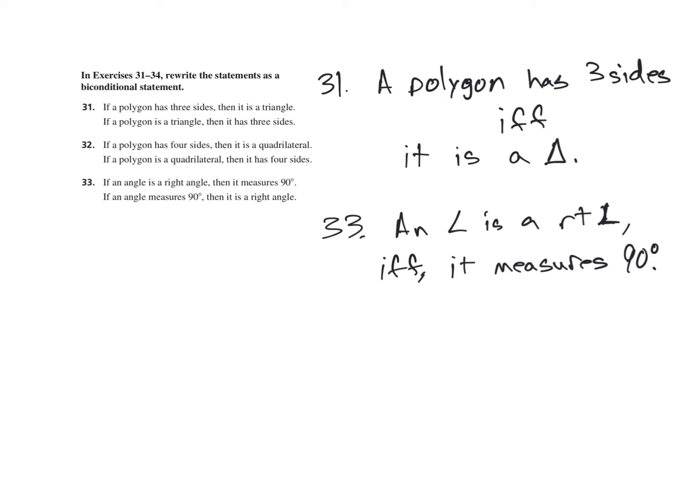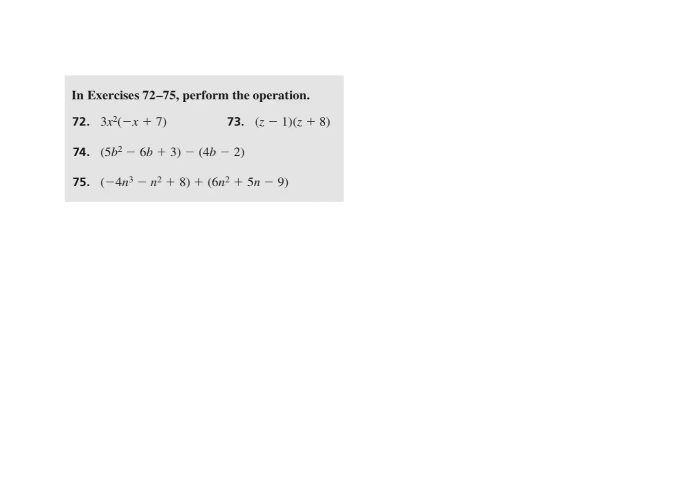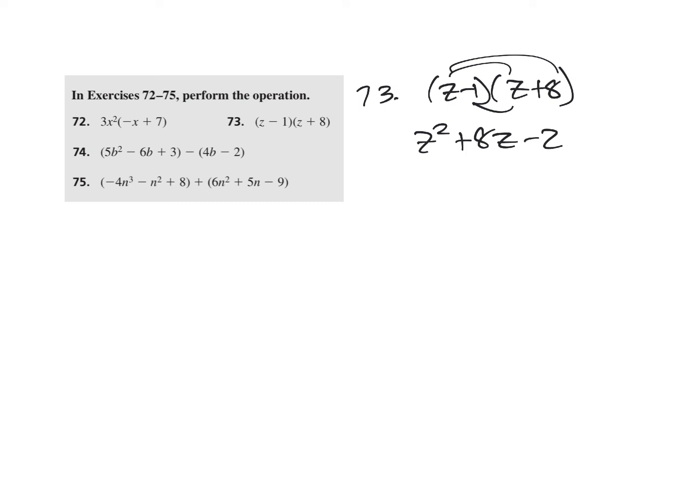All right, next. All right, last two problems here, review. Let's go make sure we can do this, 73. Try to do this on your own. As always, try to do them all on your own. So we can distribute this way, z squared plus 8z minus z, and then minus 8. But don't forget to look for common terms, so that's plus 7z minus 8.